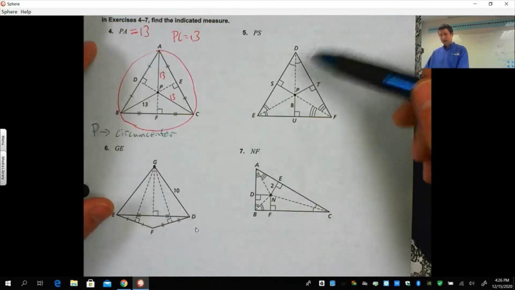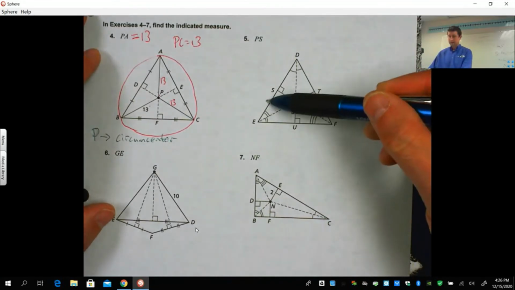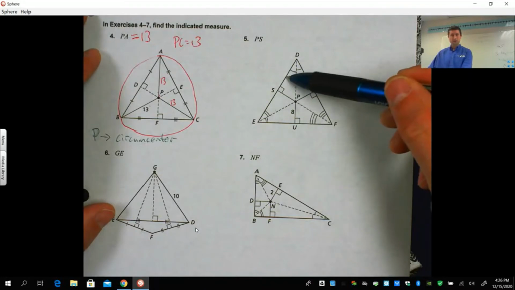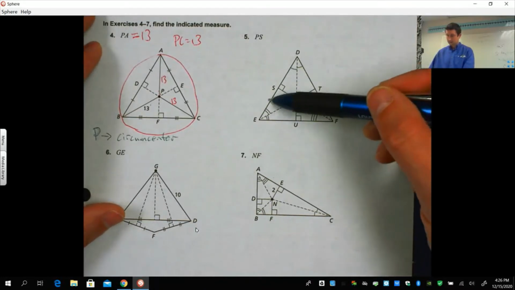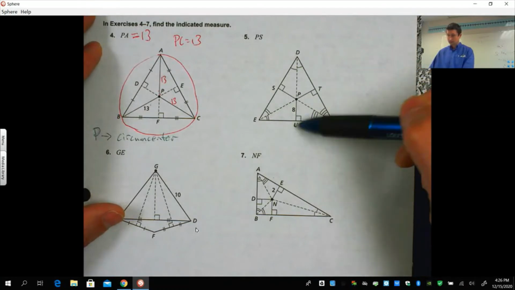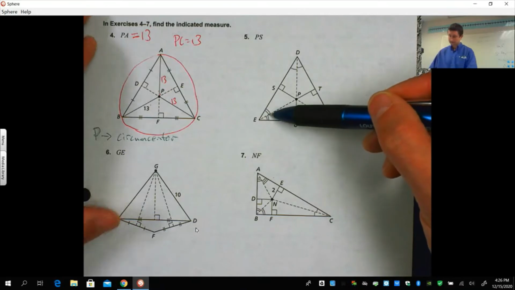Now you notice on 5, you see the 90-degree angles, but it's not telling us anything about the sides being congruent. So this does not fall under the circumcenter theorem because it's not dealing with the sides being a midpoint. S, T, and U are not necessarily midpoints. It has to do with angles being bisected.